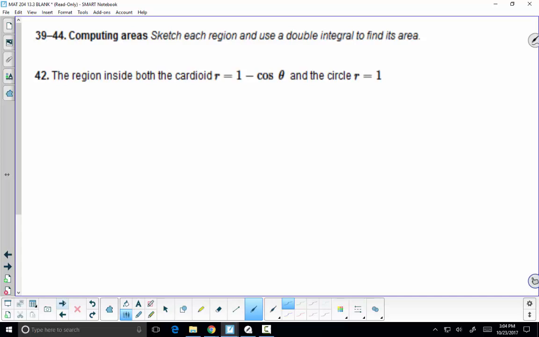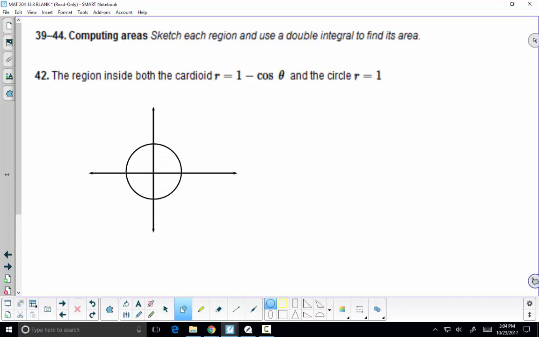Oh, cardioid. All right, so sketch each region and use a double integral to find its area. This is essentially, we've already done this kind of thing, but when we did it before, we were finding the area using another technique, a single integral instead of a double. So here we have a circle of radius 1, centered at the origin, and cardioid 1 minus cosine theta.